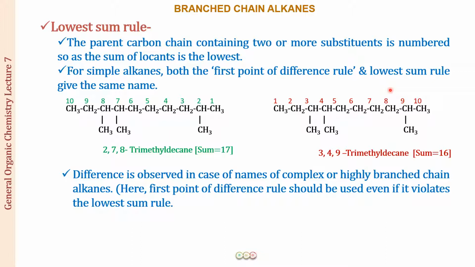But the first point of difference rule says what? Just check the first number. Here we have a 2, here we have a 3. So which is the lowest number? This one. So which name should be correct? This one. So there is a difference, and where there is a difference, what are you going to choose? You are going to choose the first point of difference rule. So just for convention, always see the first point of difference rule. Do not just simply follow the lowest sum rule. Right? I hope this is clear.